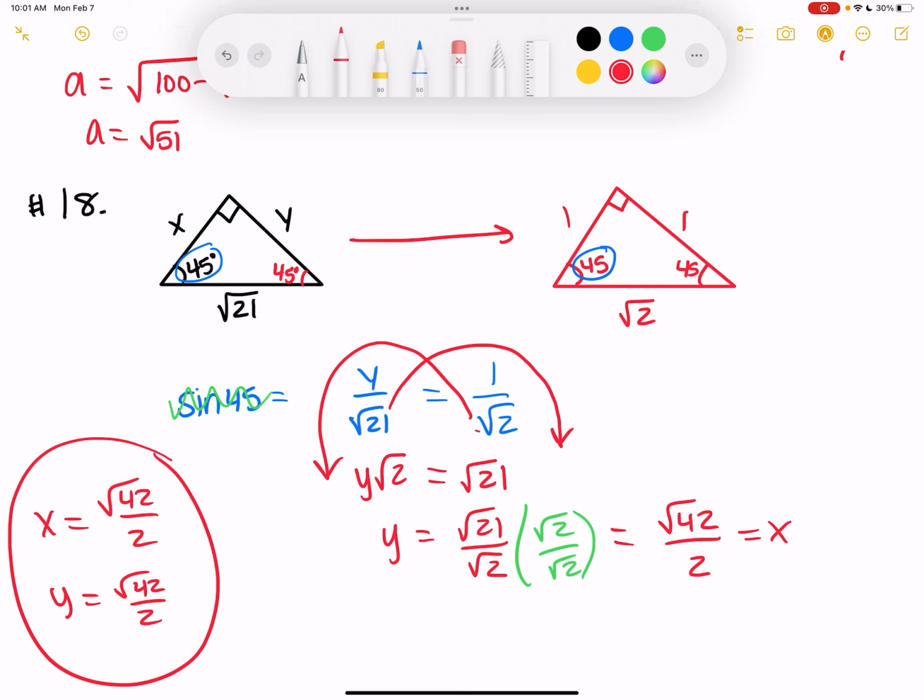Wait, so do we have to find like the cotangent? No, this one we're just solving for x and y. Thankfully.